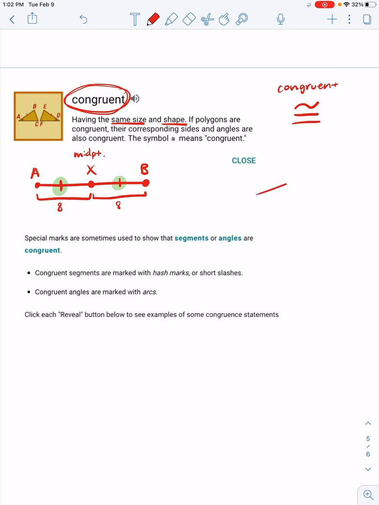So if we have two segments that are exactly the same length, then we use little hash marks, maybe 1 or maybe 2. If they have the same number of hash marks, then we know that they're congruent. They're the same size, the same shape, okay? And then it says, that's this first part right here, hash marks. Then it says congruent angles are marked with arcs.